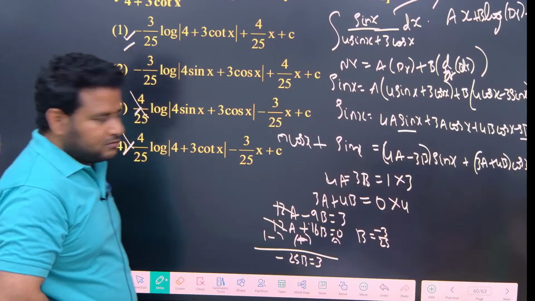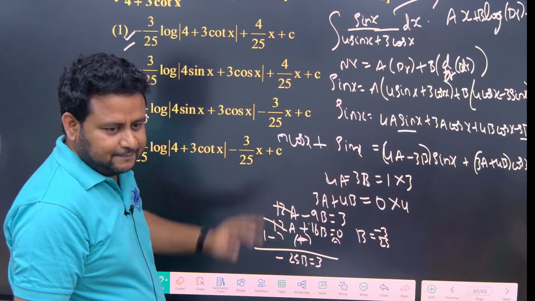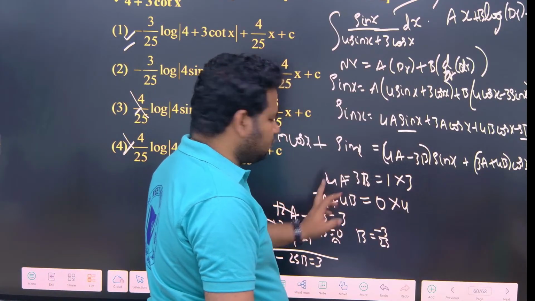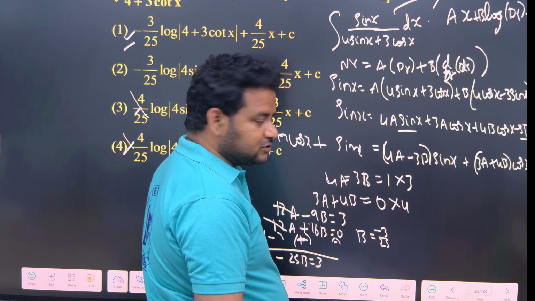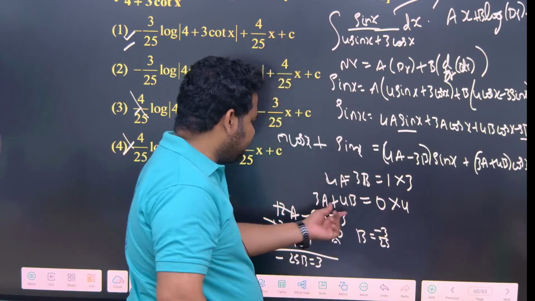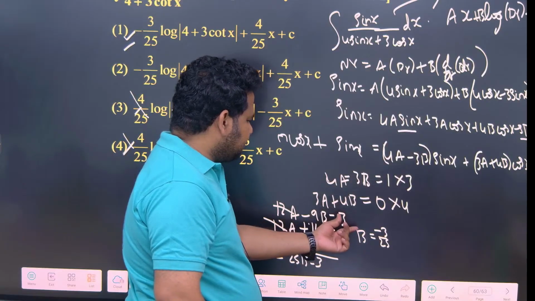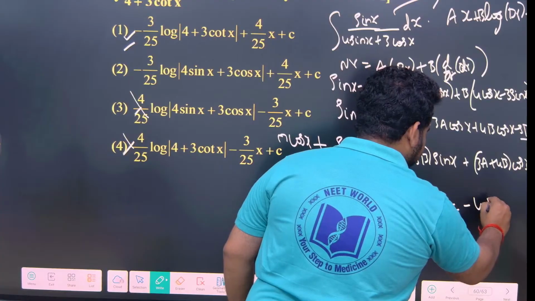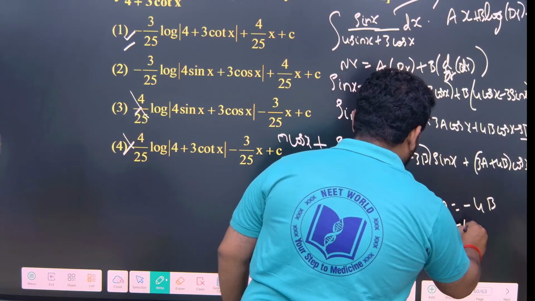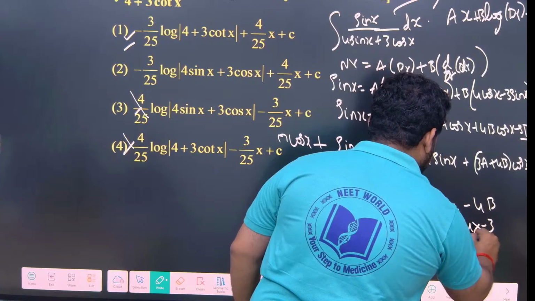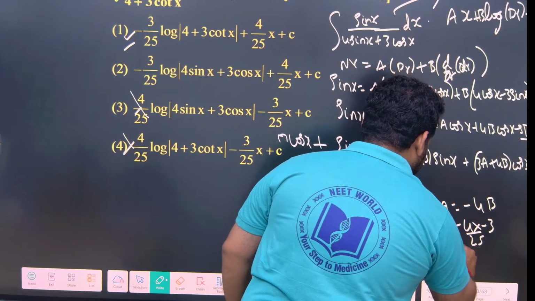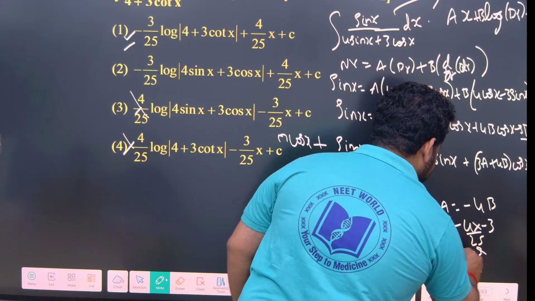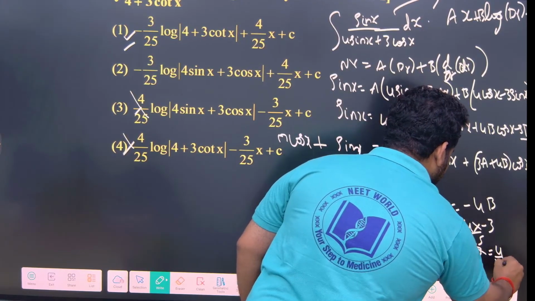Let us wait. We have to find a. To find a, 3a plus 4b is equal to 0. Here I can put the value of b as minus 3 by 25. So 3a is equal to minus 4b, so 3a is equal to minus 4 into minus 3 by 25. So a is equal to minus 4 into minus 3 by 25 divided by 3. The 3 cancels, minus into minus becomes plus. This will become 4 by 25.